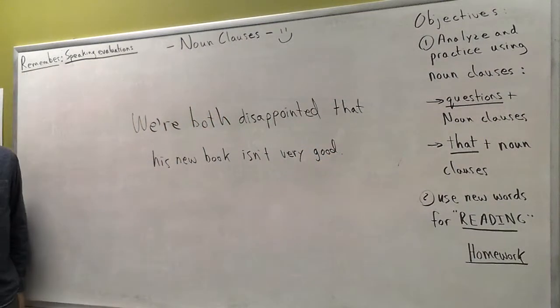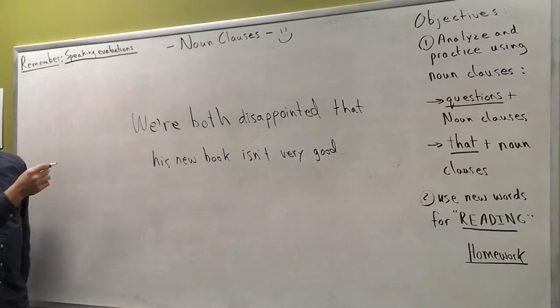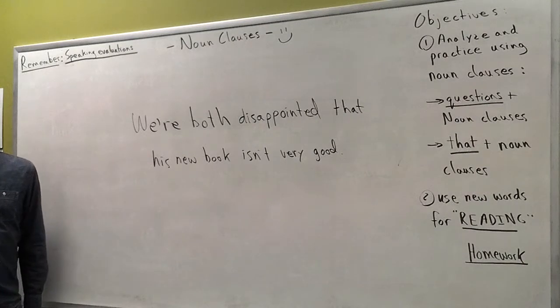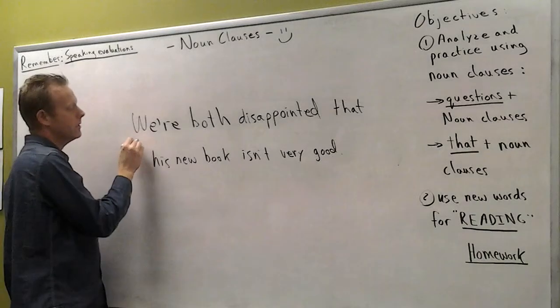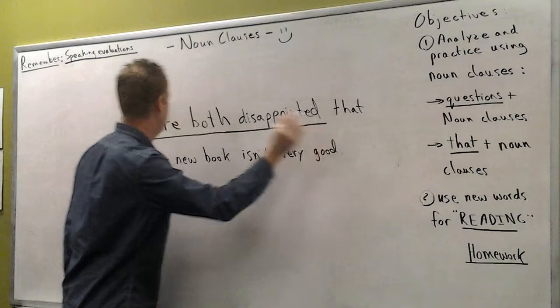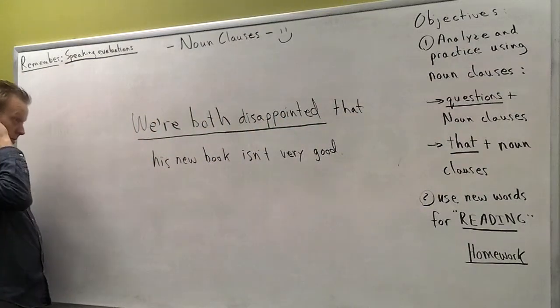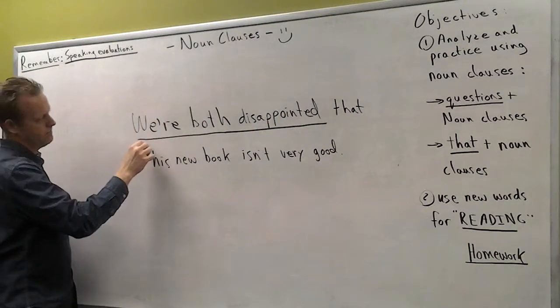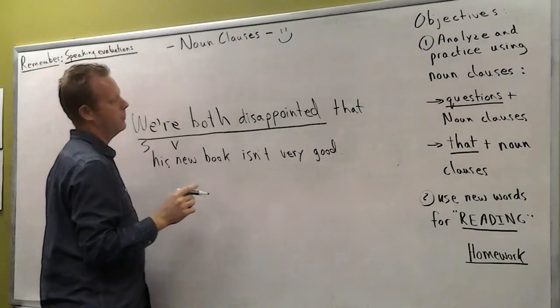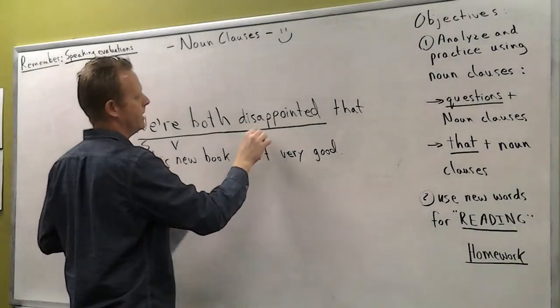So where's the subject in the main clause? What's the main clause? We're both disappointed. All right. Where's the subject? Good. Verb, right? Yeah. We are both disappointed.